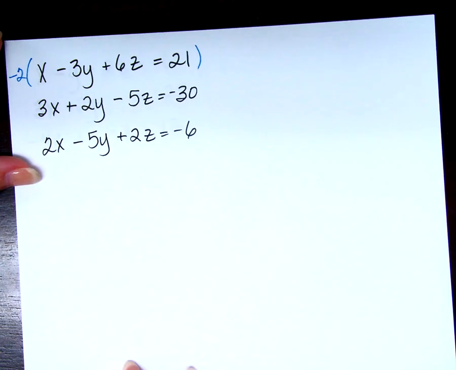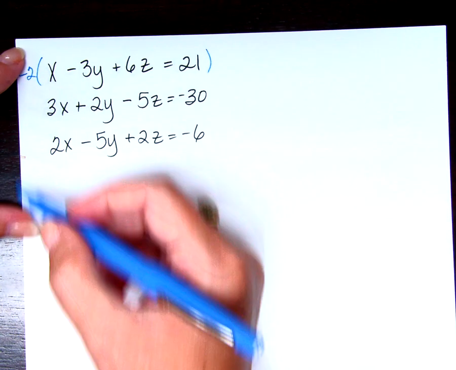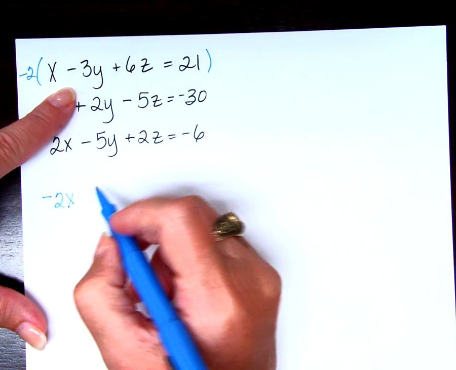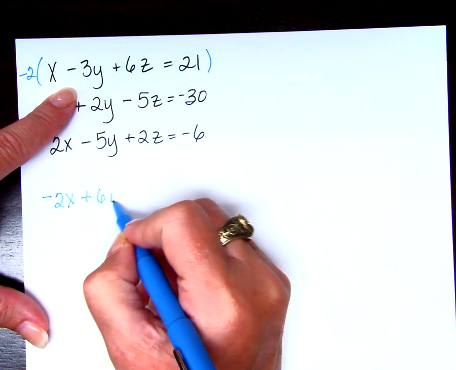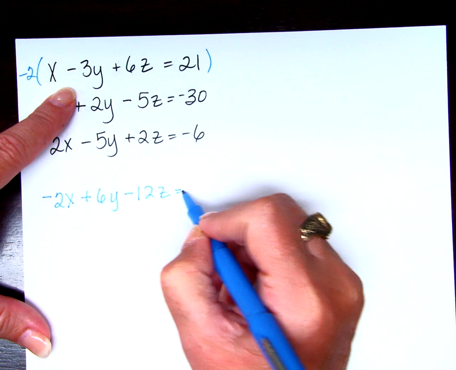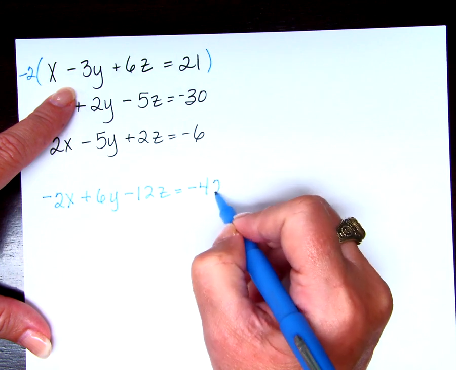Negative 2. Are you okay with that? So are you okay if I write it right down here? Negative 2x plus 6y minus 12z equals negative 42.